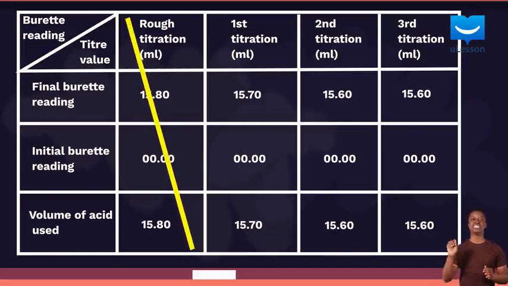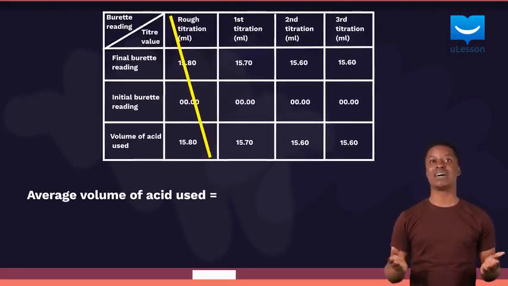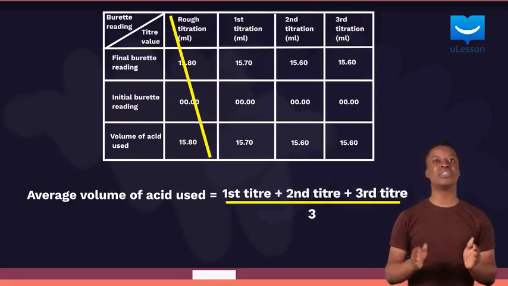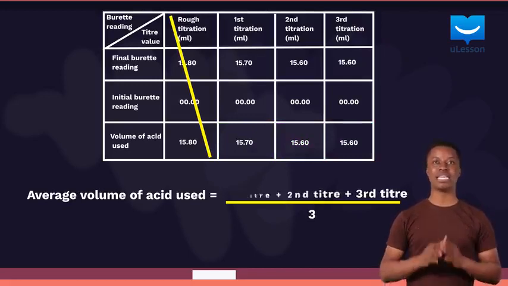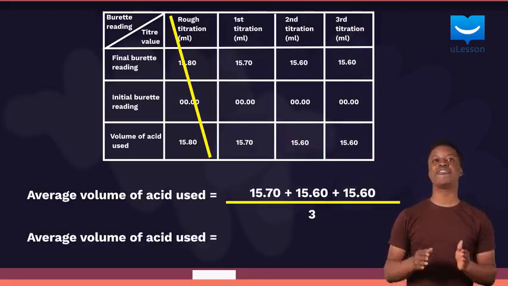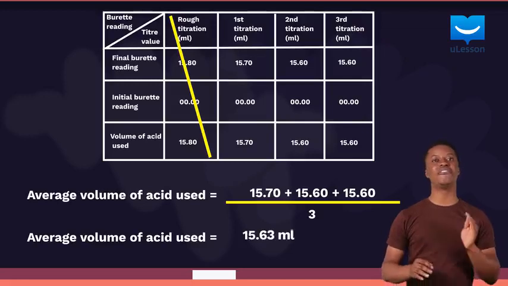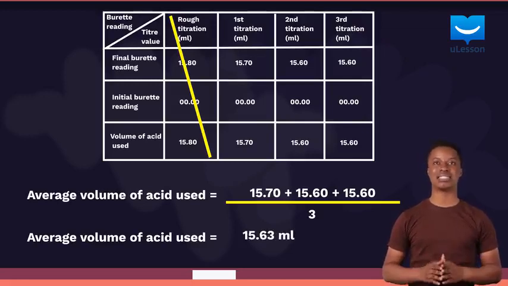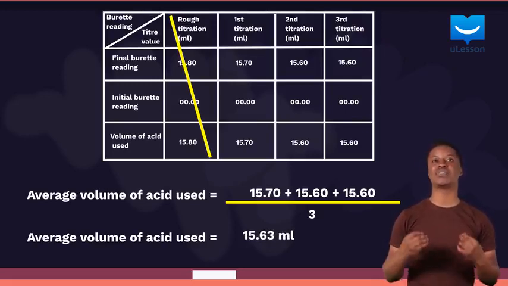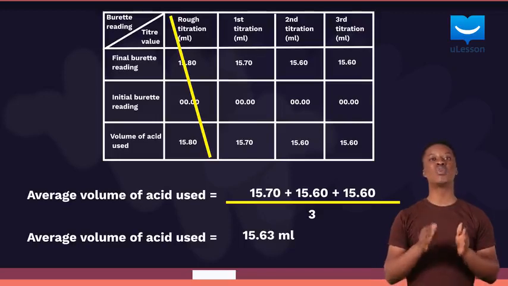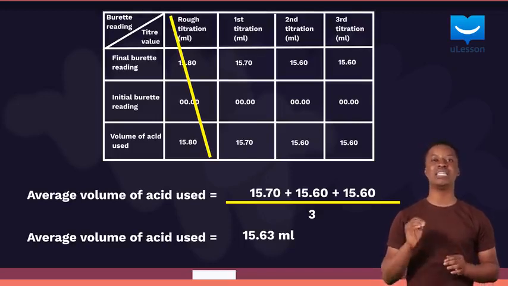The rough titration is struck off and the remaining 3 titer values are used to find the average volume of acid used. The average volume of acid used is calculated by summing the first, second and third titer values and dividing by 3. This gives us the average volume of acid used to be 15.63 milliliters.